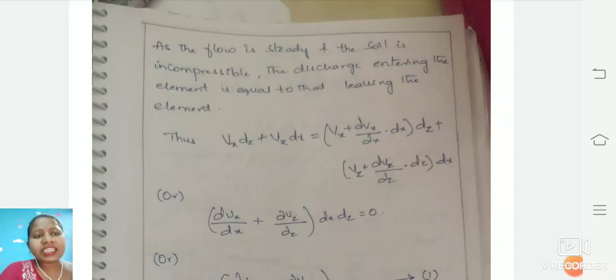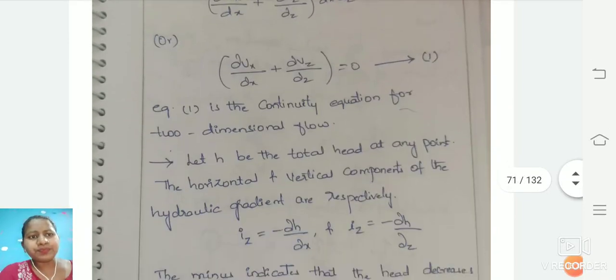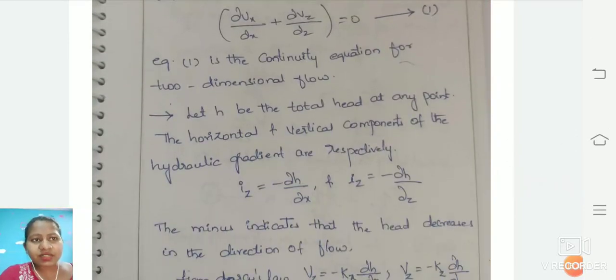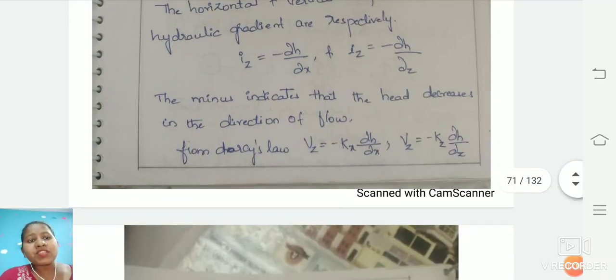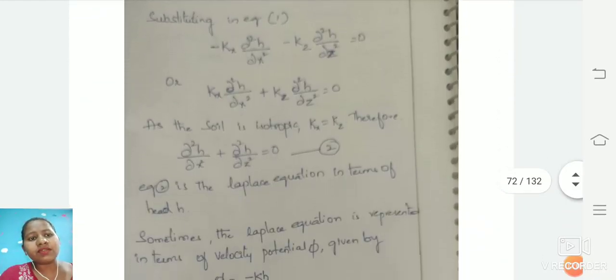The discharge is considered with incompressible water present, and there is a continuity equation for the two dimensional flow. We also have the head, that is, how much head loss is taking place, and the height of the point should also be taken into consideration. The hydraulic gradient is considered for the horizontal and the vertical components, so that Darcy's law can be applied.